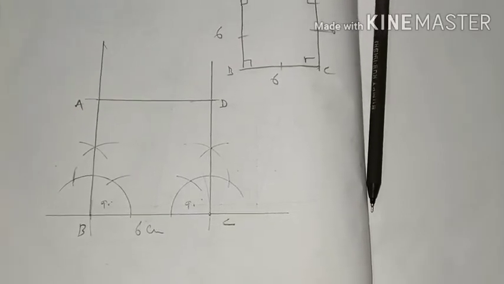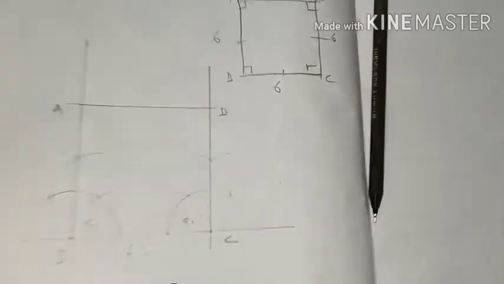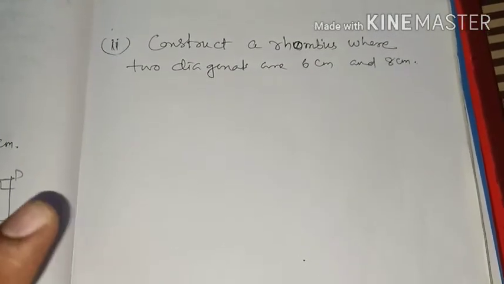So students, let us discuss another way of constructing. Let us construct a rhombus. The question is: construct a rhombus where the two diagonals are 6 centimeter and 8 centimeter.